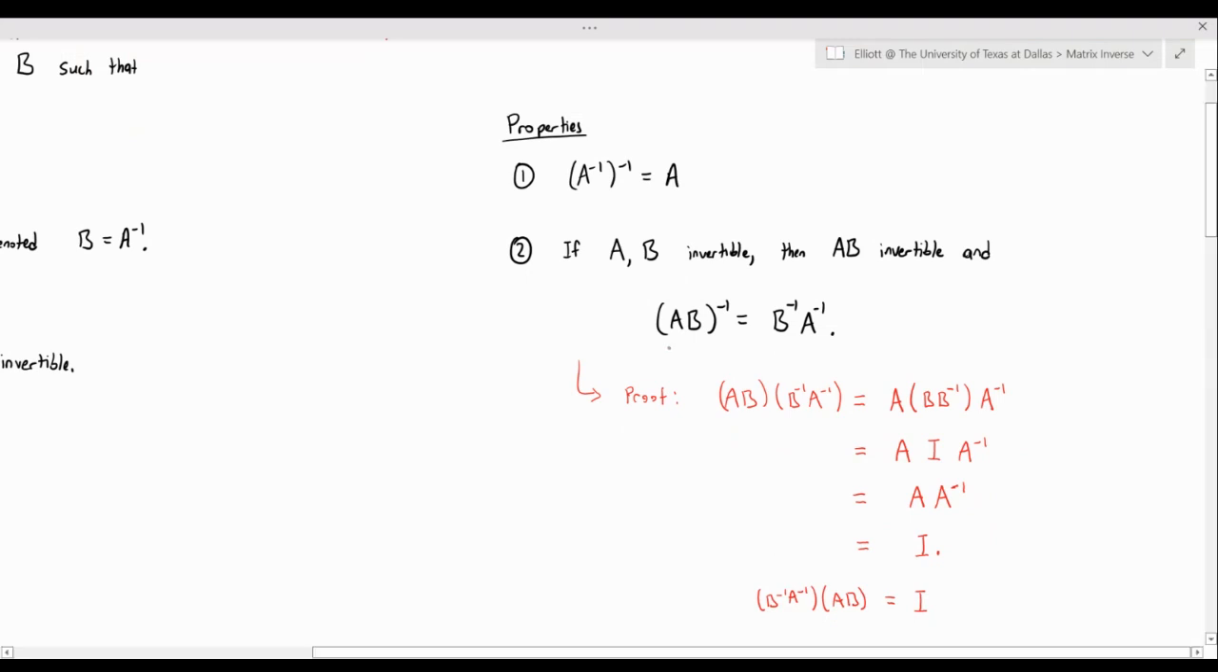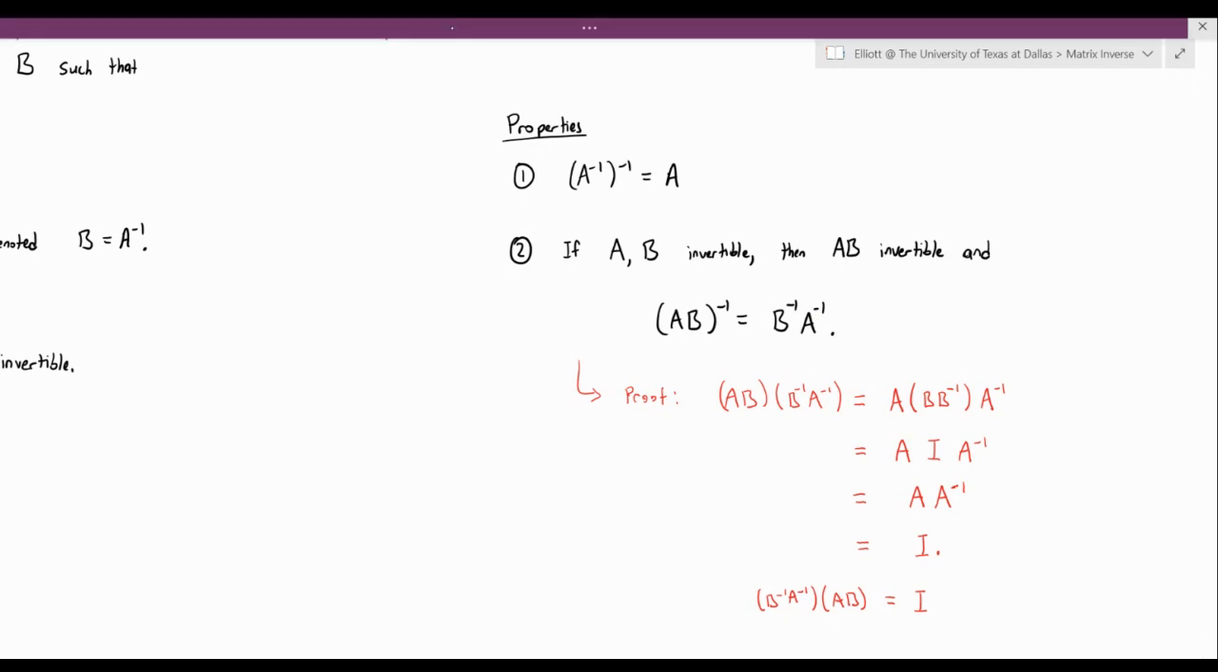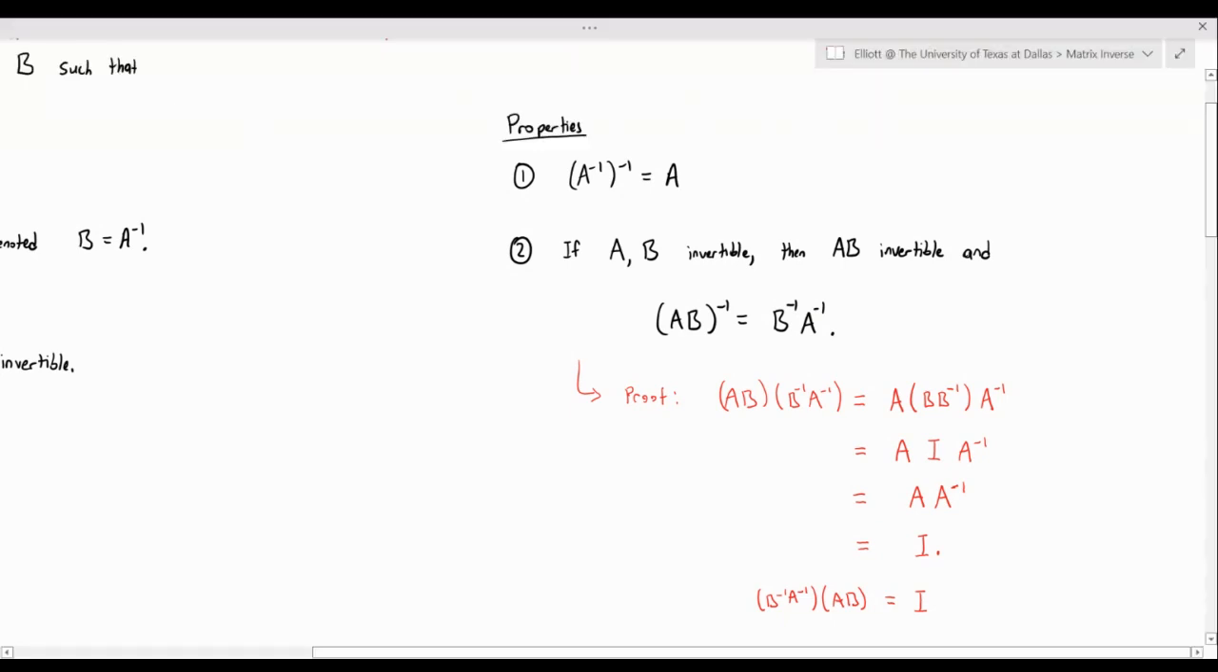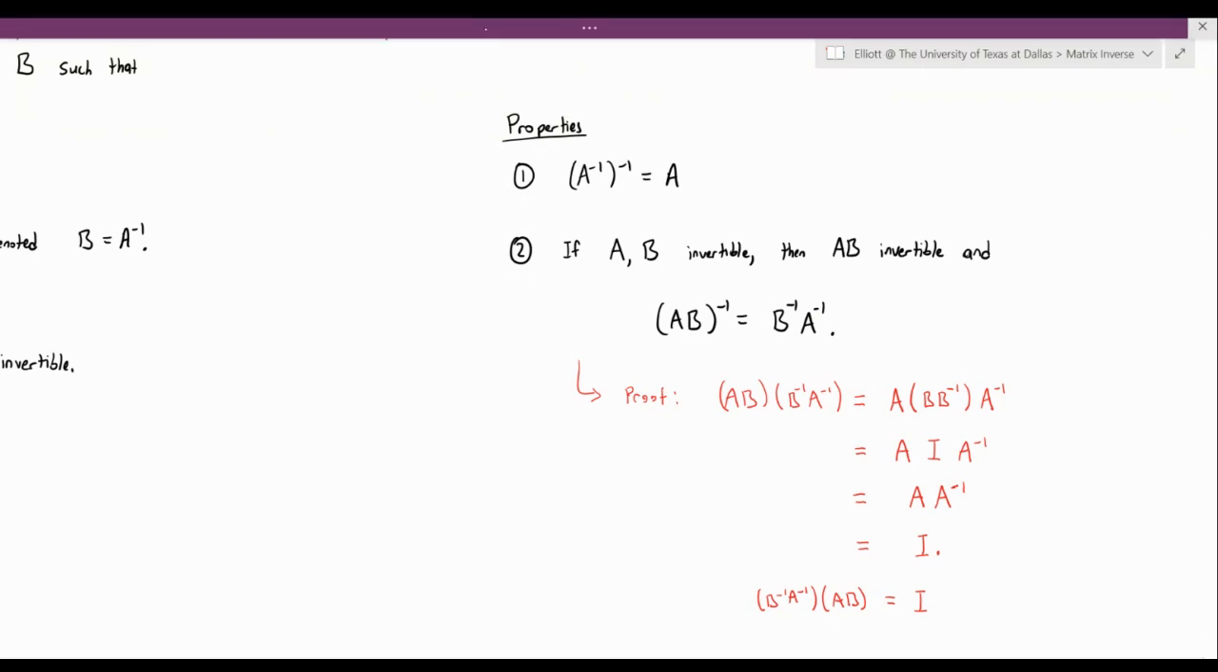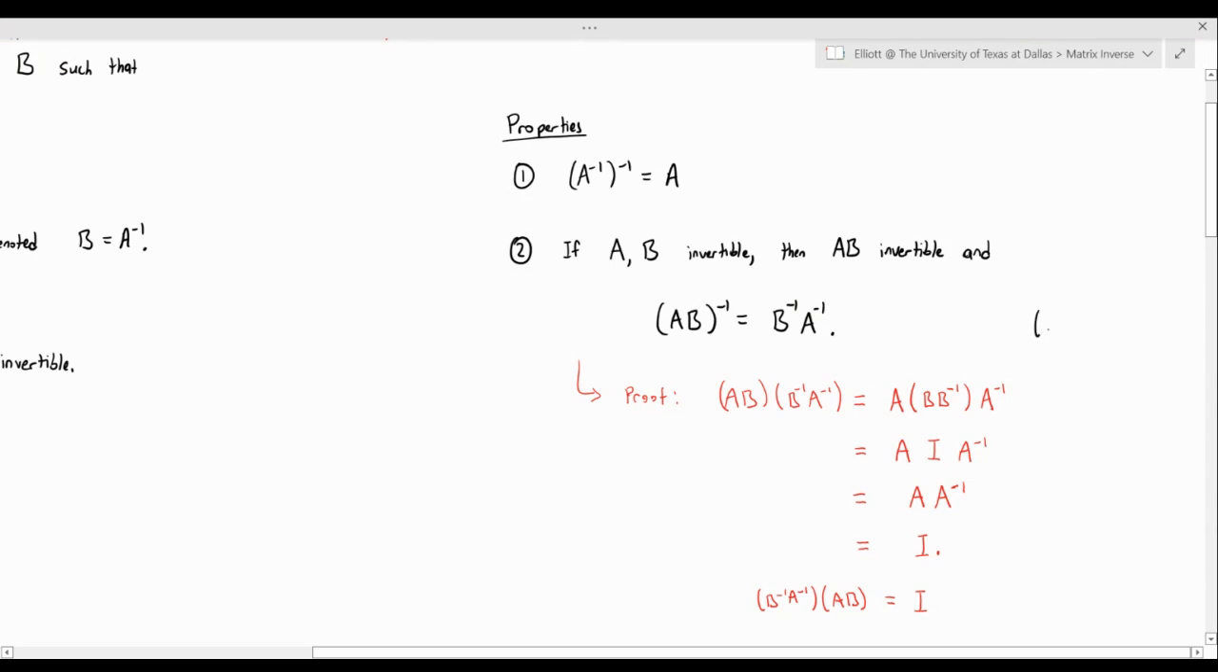Yes, so in this formula, B inverse has to appear to the left of the A inverse, so it has to appear first, okay? So if you were to ever try and say that (AB) inverse is A inverse B inverse, this would be wrong in general. Generally speaking, those are not going to be equal to each other. There are situations where they could be the same just by coincidence, but generally speaking, they won't be equal.